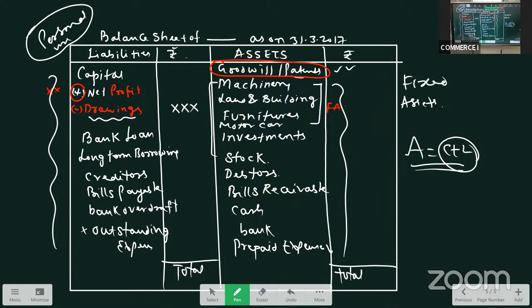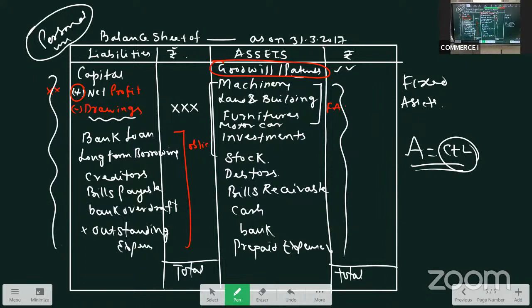Shall we take one problem on this? Yeah, we'll take one small problem on the balance sheet. Hope by this time you got familiar with the items. See, what do we take on the liability side? Capital plus net profit minus drawings. And on the asset side, then rest, bank loan, long-term borrowings, creditors, bills payable. If you look at all these, they are the obligations. These are all the debts of the business. So all the debts we will show on the liability side and all the properties we will show on the asset side. Okay. So we'll do one small problem on this.